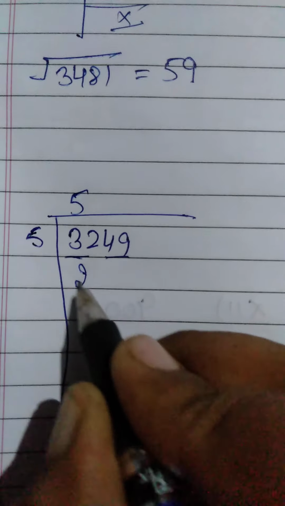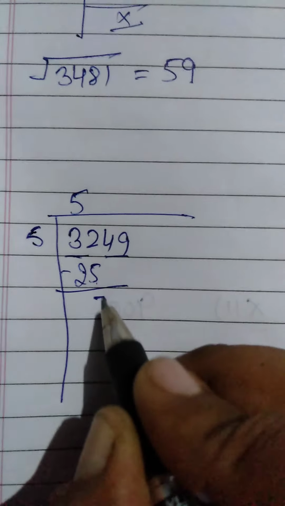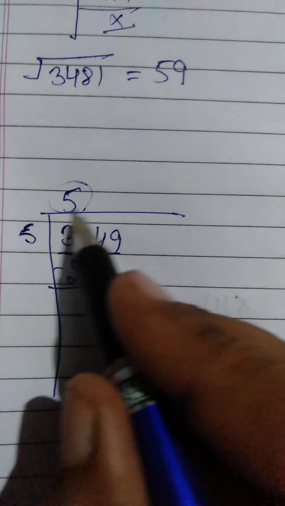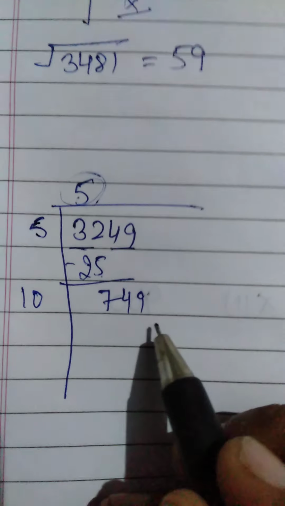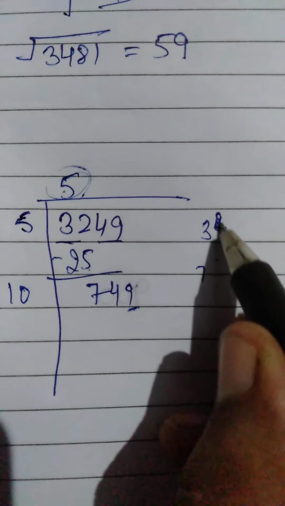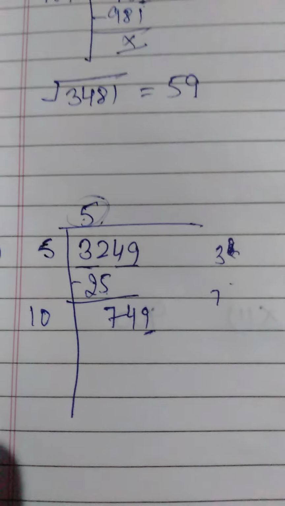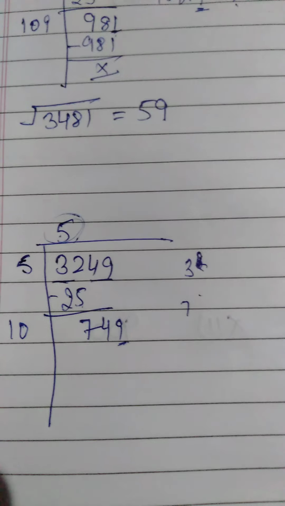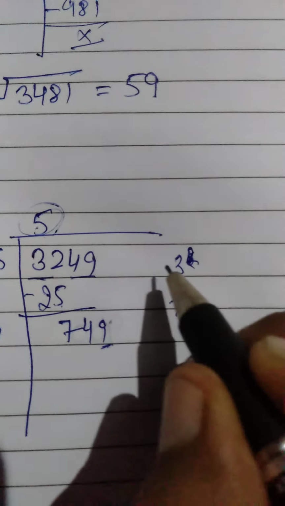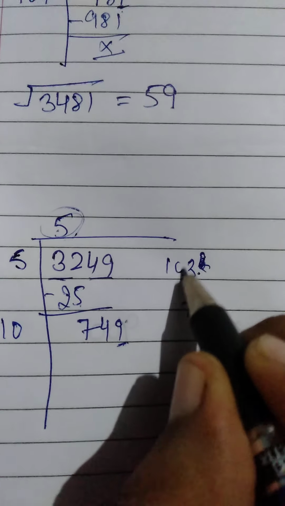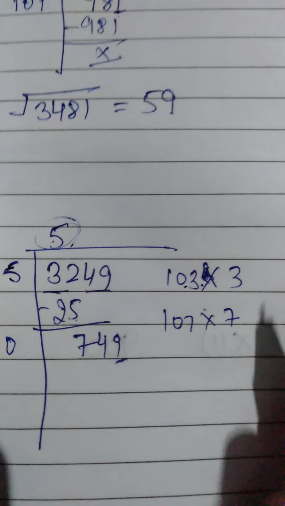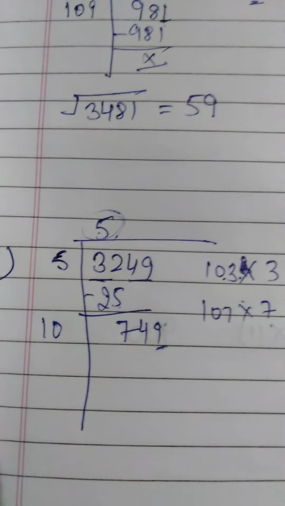5 5s are 25. When you subtract, you will get 12 minus 5 is 7, and 49 will forward in the pair. Now find the double of this number. 5 2s are 10. When 9 comes, when you find the square of 3 and square of 7, only then you will get 9 as the unit digit. 3 3s are 9 and 7 7s are 49. Only then you will get the 9 as the unit digit. So if it goes at 3, then 103 will be multiplied by 3. If it goes at 7, 107 multiplied by 7 will be there.